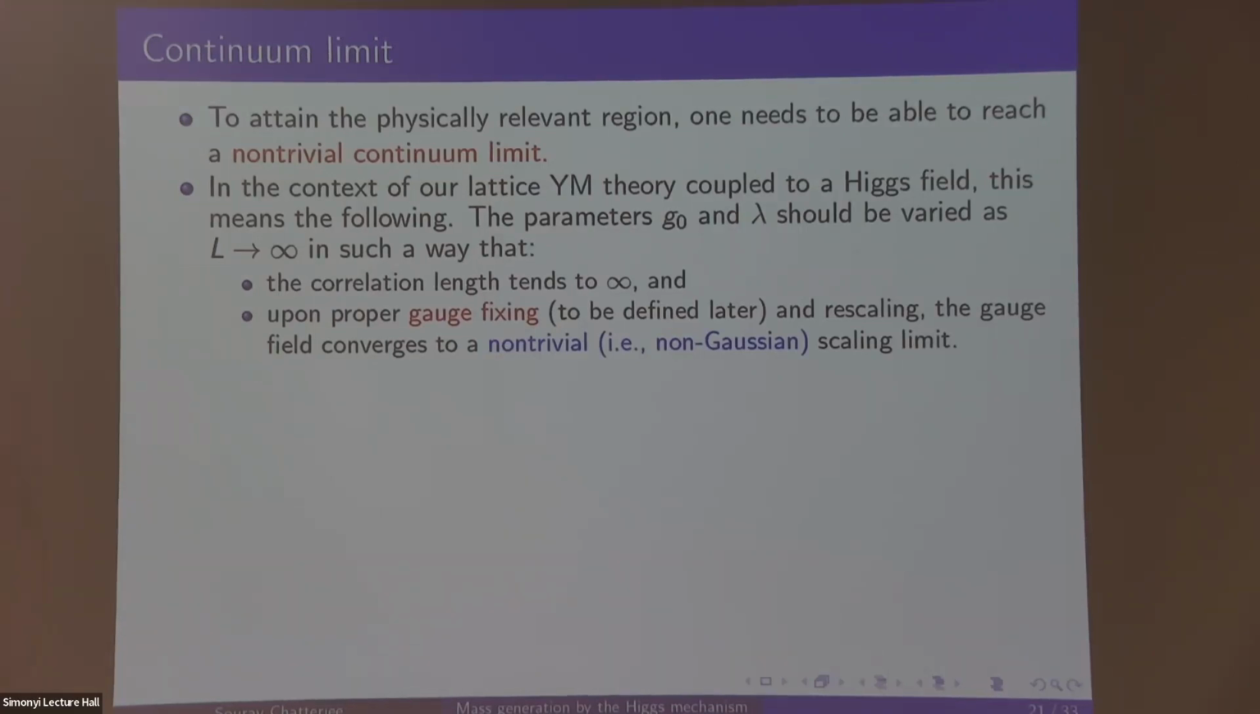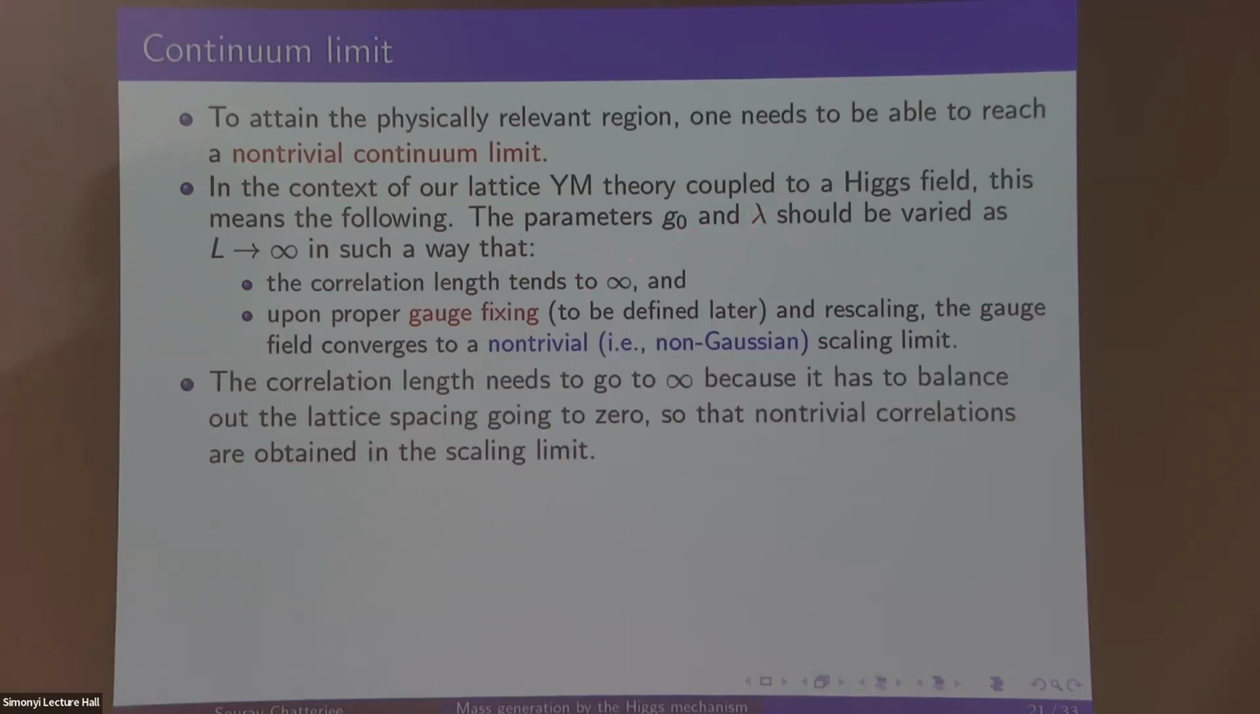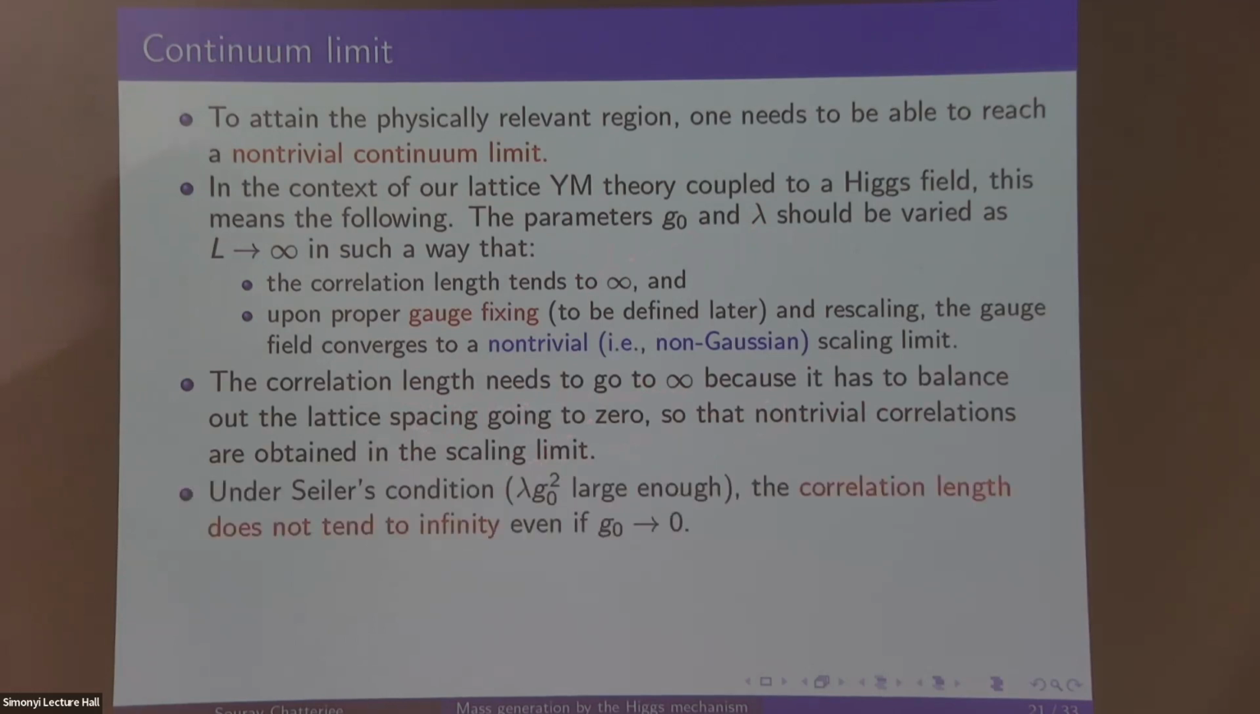But here you have two parameters, and just varying G0 is not enough. And if you keep lambda times G0 squared large, the correlation length doesn't tend to 0. So the correlation length needs to go to infinity because it has to balance out the lattice spacing going to 0 so that non-trivial correlations are obtained in the scaling limit. And under Zeiler's condition, the correlation length does not tend to infinity even if G0 goes to 0.